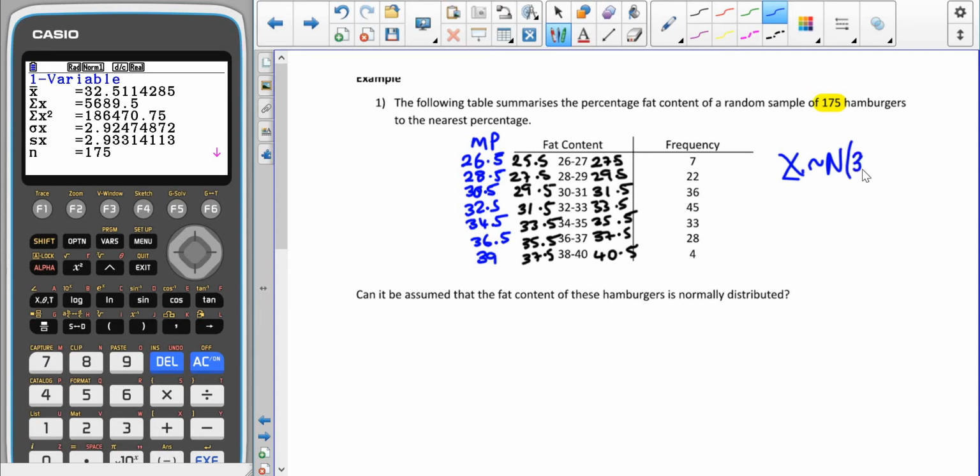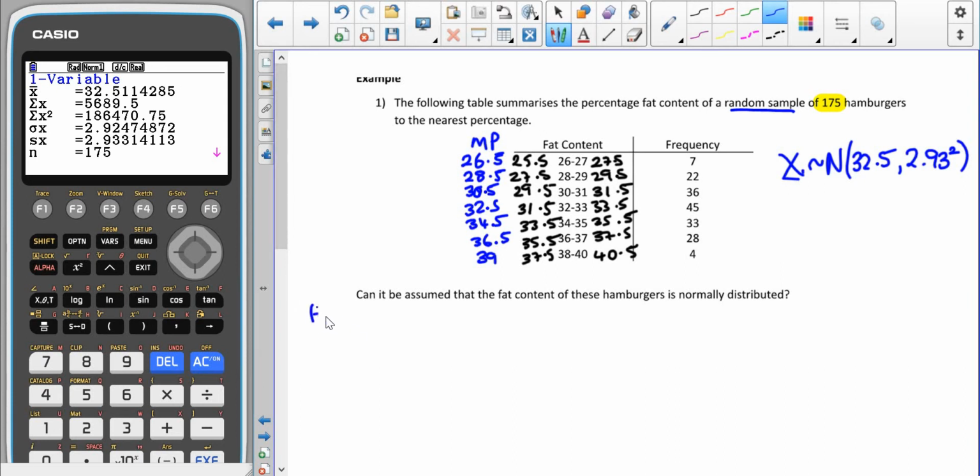With a mean of 32.5 to 3 significant figures. And a standard deviation, well, this is a sample. I know that the standard deviations are almost the same, but this is a sample of hamburgers. It's not the whole population of hamburgers, so it's the sample standard deviation that we would be using. So it's the SX. So that's going to be 2.93 to 3 significant figures. And remember, it's actually the variance that we put into our distribution.